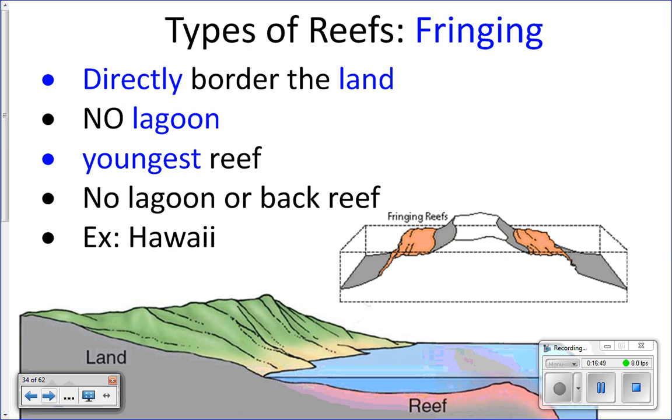Fringing reefs grow right offshore. This is like in Hawaii, where you can just walk out into the water and you're on a reef. That's a fringing reef. They directly border the land, and you can walk right out onto the reef flat. They do not have a lagoon because they are not separated from land. So, no lagoon, and you walk directly out onto the reef. This is the youngest type of reef, and just keep that in the back of your mind because I'll explain what that means in a little bit.